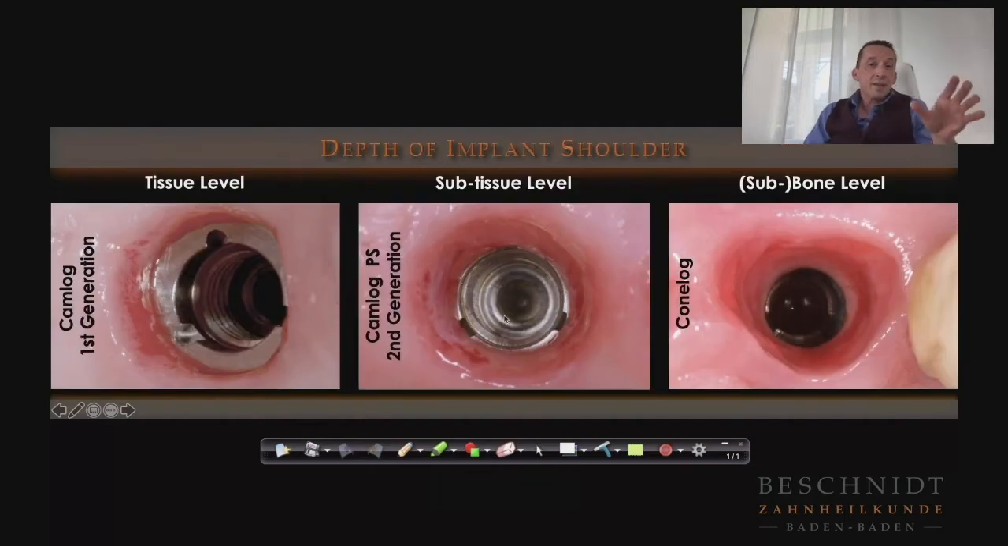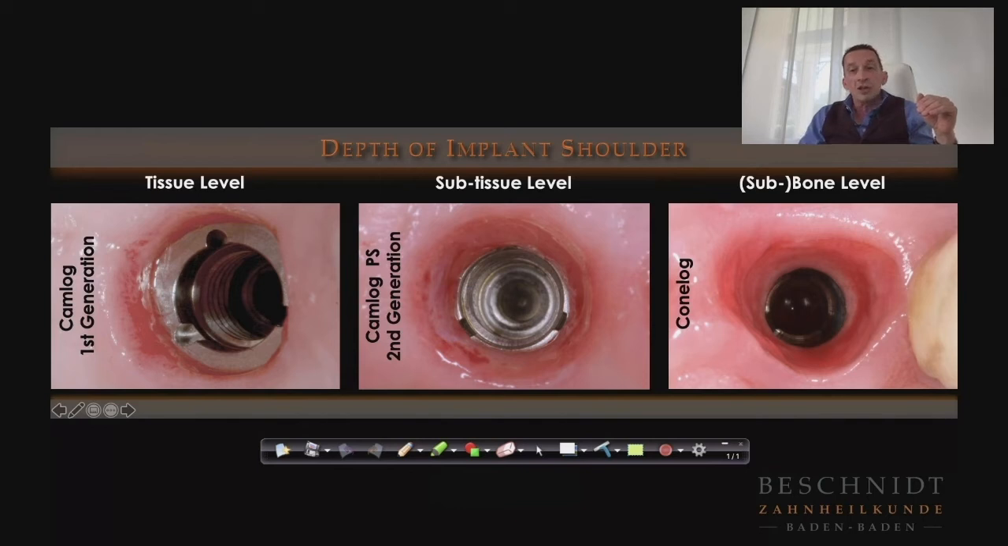And that makes it necessary to think about the implant type. We have a tissue level implant. As you see, the Camlog first generation, which was a tissue level implant, was made for a slight subgingival implant placement. Then we had the second generation of Camlog with the new cams and the platform switching concept, which is more or less a subtissue level implant, which can almost be placed on bony level.